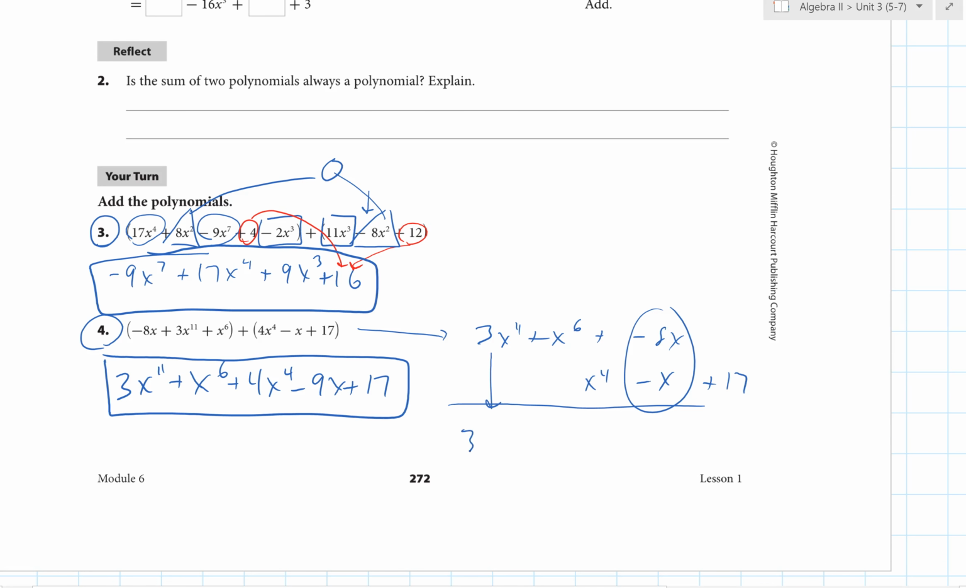So everything else is going to remain the same. This is going to come down to 3x to the 11th. This is just plus x to the 6th. Then we have plus x to the 4th. Sorry, that was supposed to be a 4x to the 4th. And then negative 8 and negative 1 is negative 9x. And then plus 17.